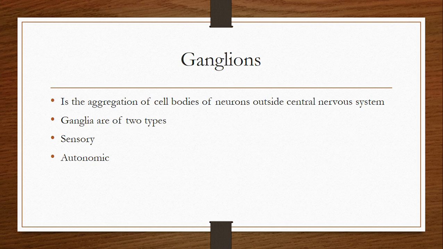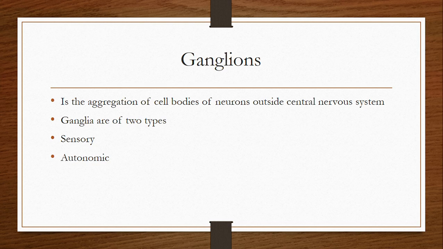They are the sensory ganglion and the autonomic ganglion. Sensory ganglions are present just outside the central nervous system, and the neurons of the sensory ganglia carry impulses towards the central nervous system. That is the speciality.